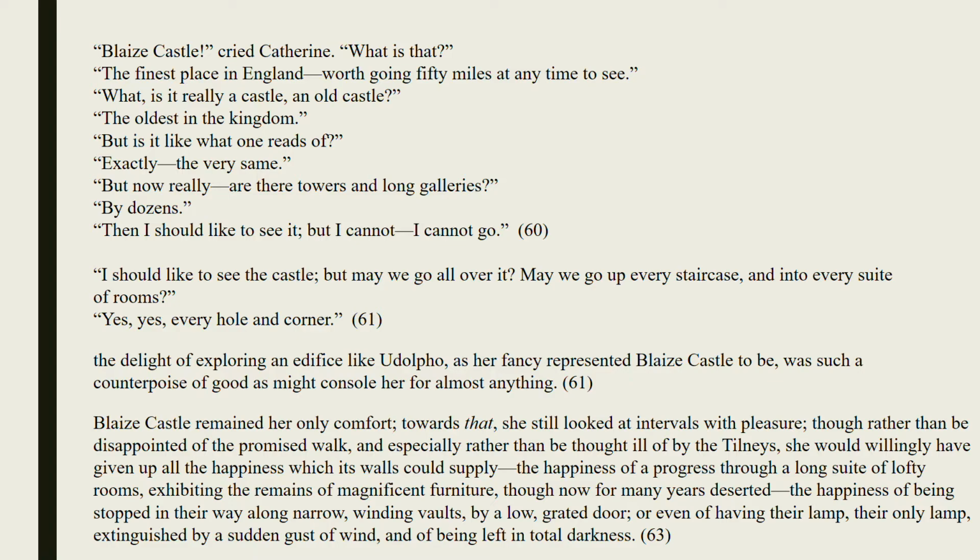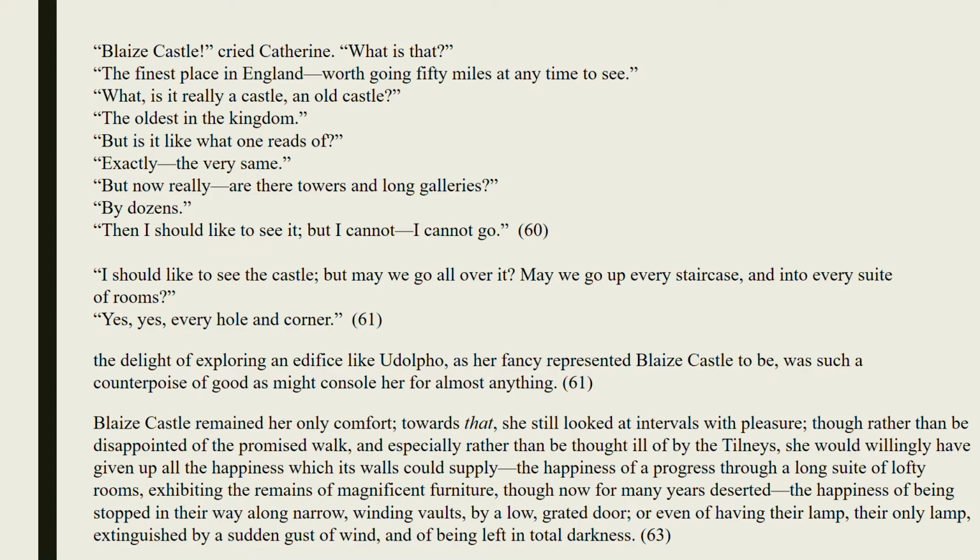So it's appealing to her desire of the horrid here, as it did earlier with the books. "The delight of exploring an edifice like Udolpho," so that's The Mysteries of Udolpho, the novelist Miss Radcliffe's book, "as her fancy represented Blaise Castle to be," so the novel, or the fictional, overprinting the real here, as we see repeatedly in this book, "was such a counterpoise of good as might console her for almost anything." So absolutely, she can forgive anything, almost anything, as long as she gets to see the castle, such as her desire to live in this Gothic world. "Blaise Castle remained her only comfort."